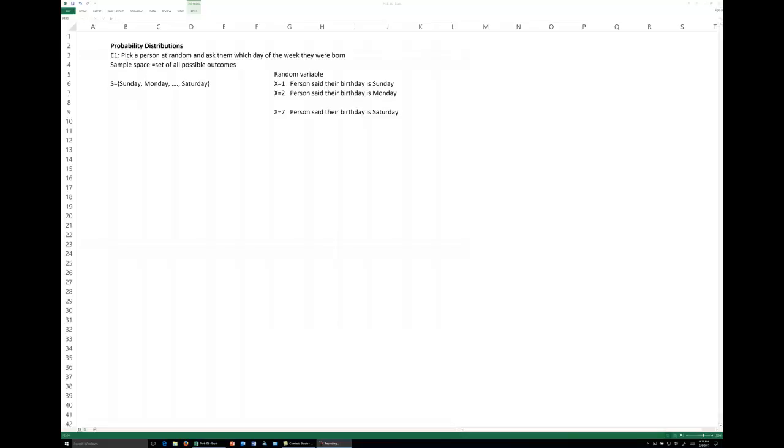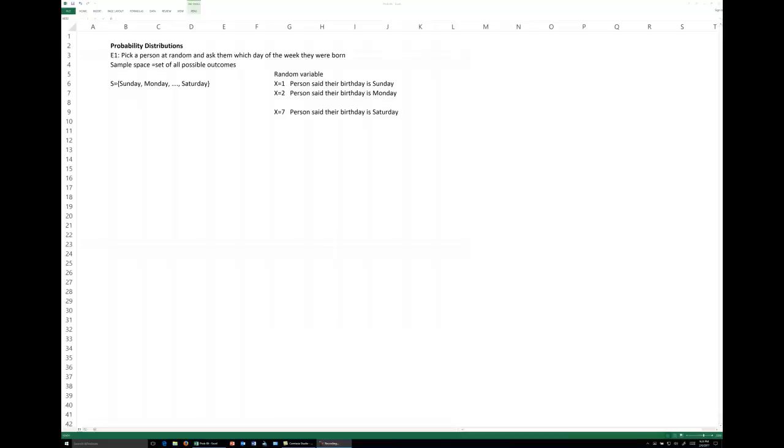So the experiment here is that I walk up to a person at random and ask them which day of the week they were born. So the sample space for an experiment is the set of all possible outcomes. So what possible answers could they give? And in this case, you know that there are only 7 possible outcomes, Sunday through Saturday. And it's discrete. It's one of those 7, nothing in between.